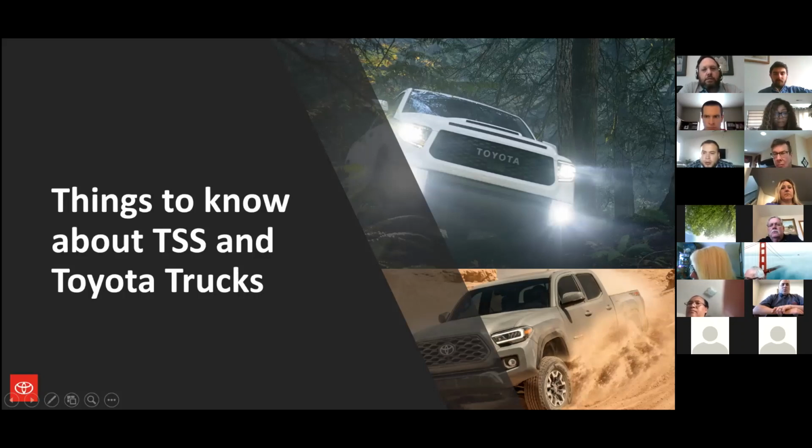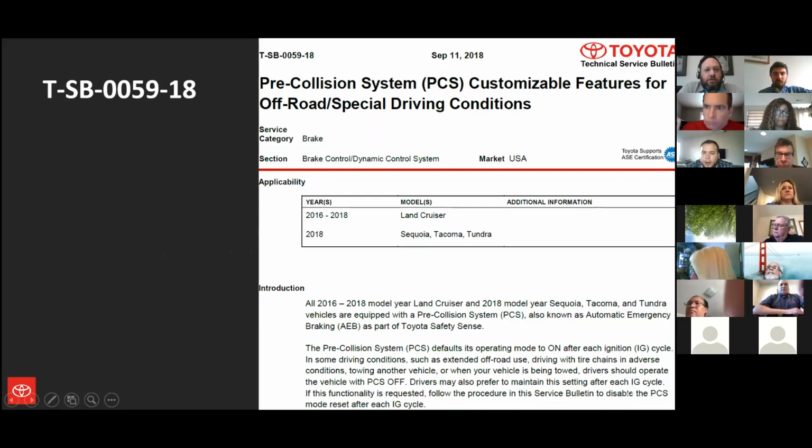So I want to bring to light a couple of service bulletins that have been created, the voice of the customer. This first one has been out since September 11th of 2018. It's TSB 0059-18. And this TSB addresses 2016 to 2018 Land Cruiser and 2018 Sequoia, Tacoma, and Tundra. So up to '18, okay? Not the newer stuff. We have a different TSB for newer things. But for these particular model years, there is a TSB.